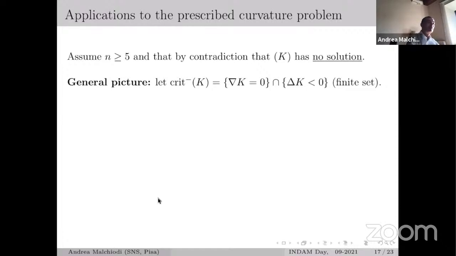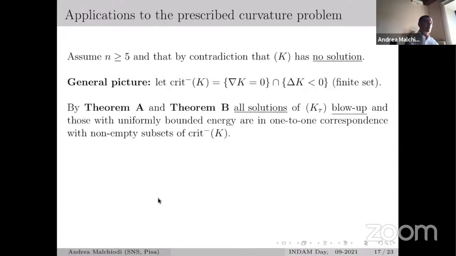Okay, so there are, I would say, few problems for which you have this nice property. I denote by crit minus of k the candidate blow-up points. These are the critical points of k with negative Laplacian, a finite set. By the previous two theorems, all solutions of the approximate problem are blowing up, and those with uniformly bounded energy are in one-to-one correspondence with non-empty subsets of crit minus k. So basically, blow-up can occur at any prescribed subset in here. Basically, we choose the blow-up points.